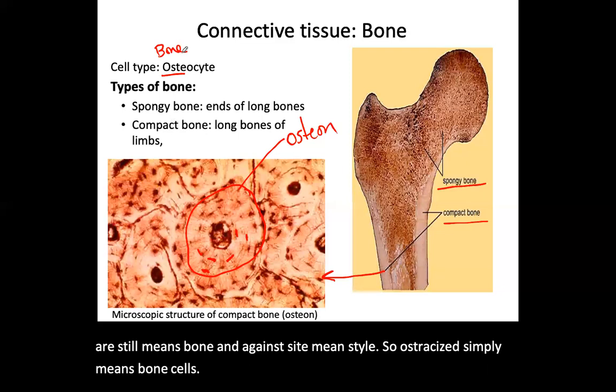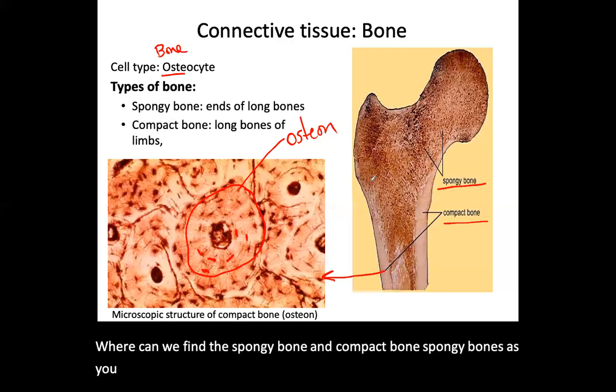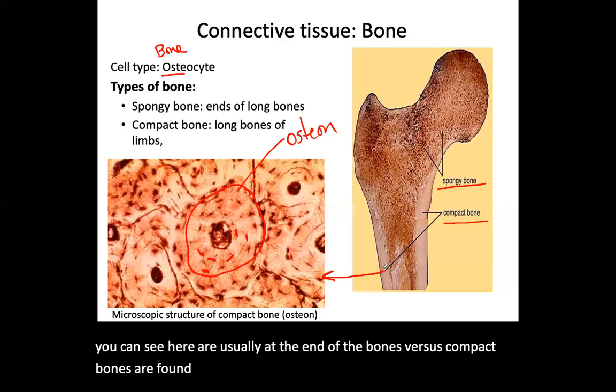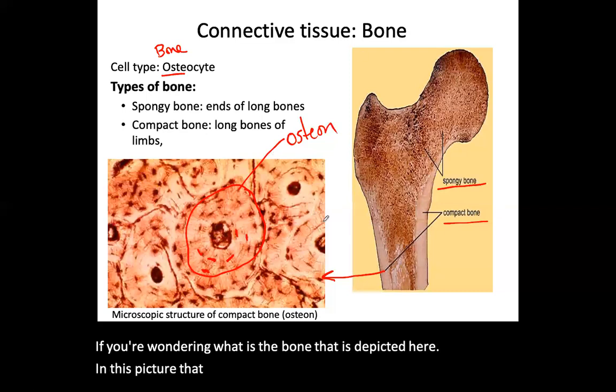Where can we find spongy bone and compact bone? Spongy bones, as you can see here, are usually at the end of the bones, versus compact bones, which are found surrounding your limbs. If you're wondering what bone is depicted in this picture, that is the femur, which is the thigh bone.